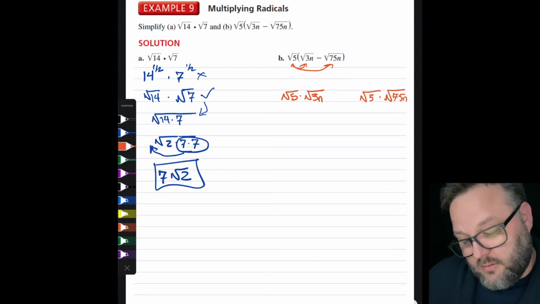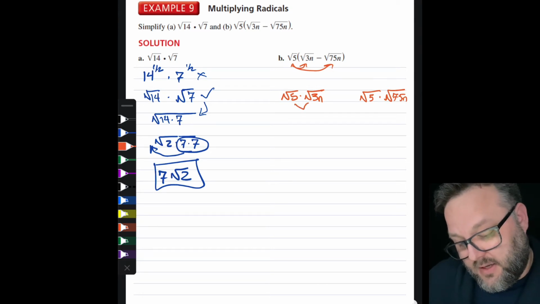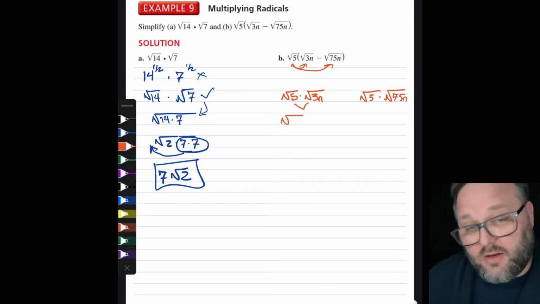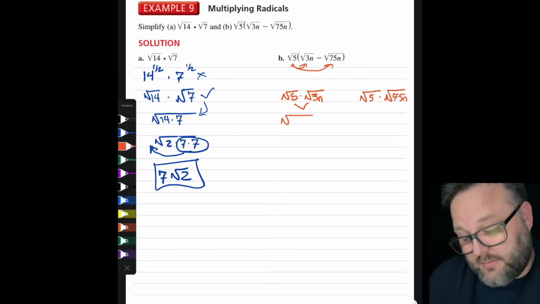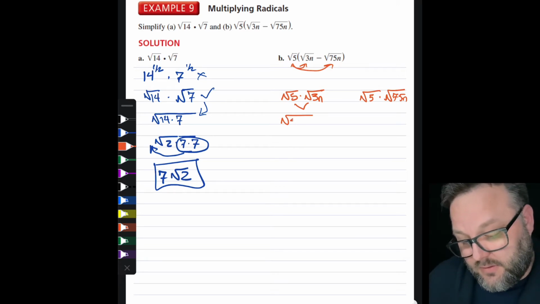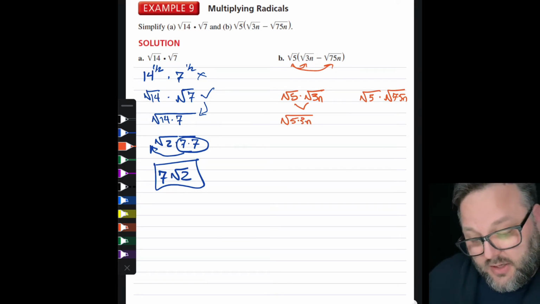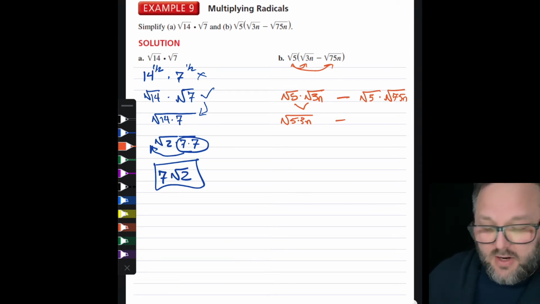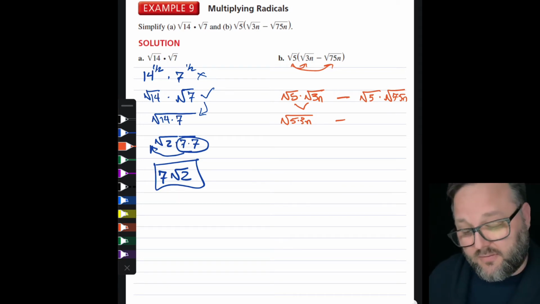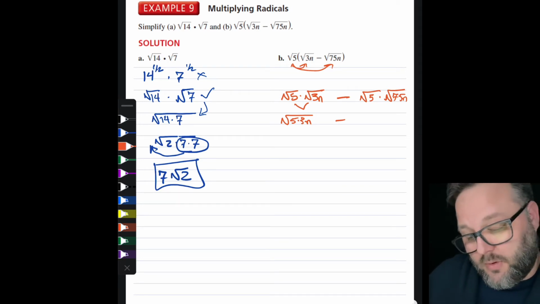Now here on this one, it's the same thing as one radical and then multiply the radicands, 5 times 3n. And remember, we had a subtraction in between, so we've got to keep that. I forgot to write it because I usually add it at the end to remind myself where we're at. I just look at these as two different problems.